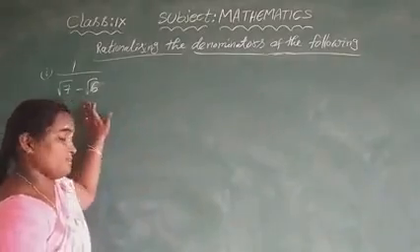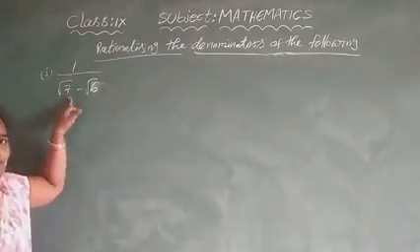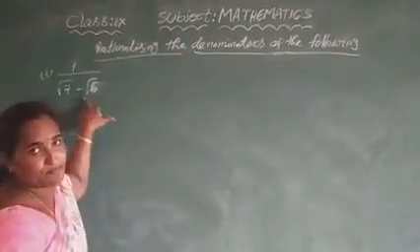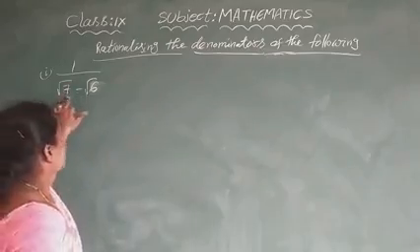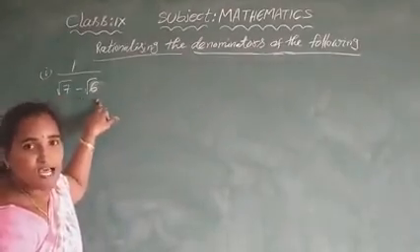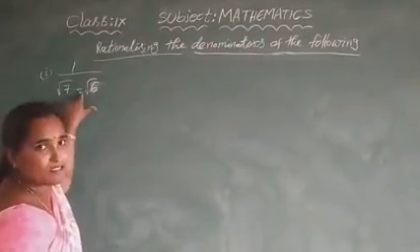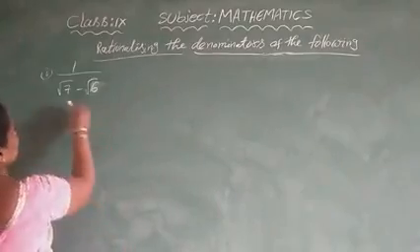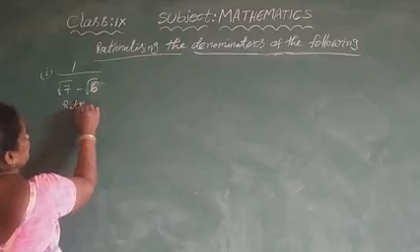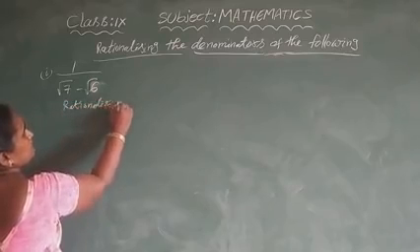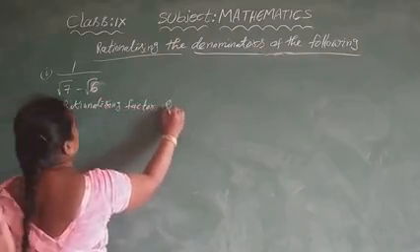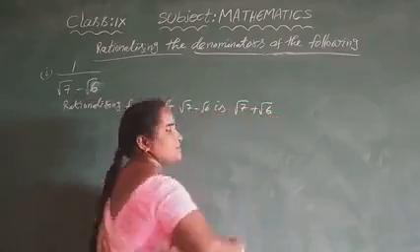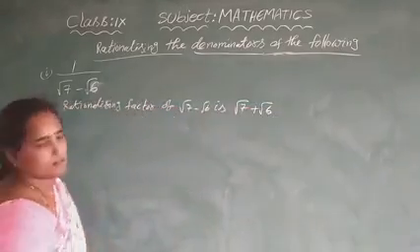First of all, look for the sign. Here the denominator is root 7 minus root 6. Look for the sign and reverse the sign. The rationalizing factor of root 7 minus root 6: first of all, reverse the sign. Sign means this symbol, minus. For the rationalizing factor, you take the plus symbol. So the rationalizing factor of root 7 minus root 6 is root 7 plus root 6.